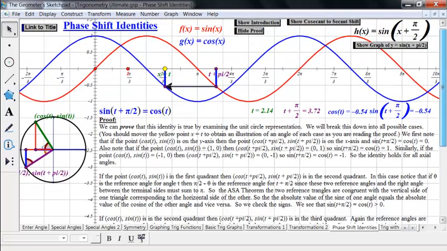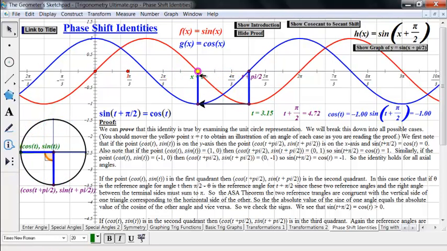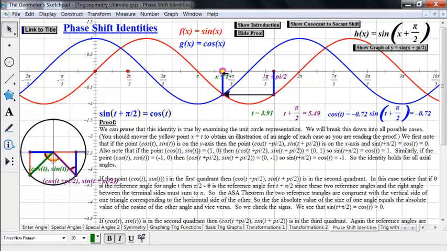All right, so we're still getting that our theorem, our identity, seems to be true. So let's go over here and put the green angle in the third quadrant, terminal side in the third quadrant. That means the terminal side of the purple one is pi over 2 ahead, so it's going to be in the fourth quadrant.